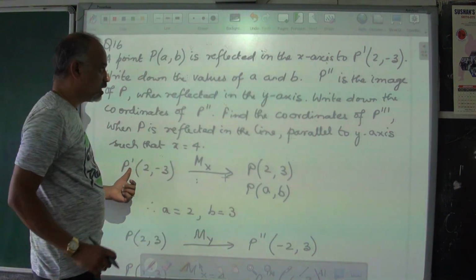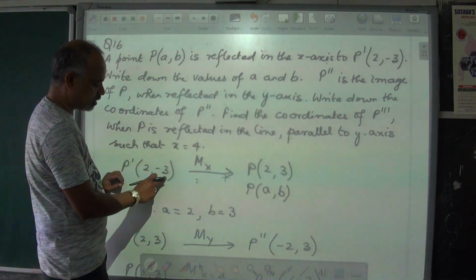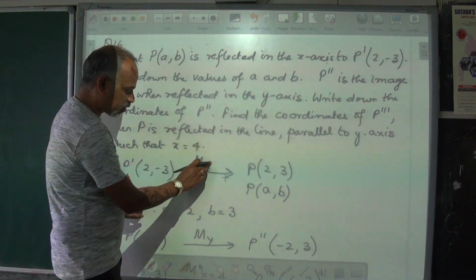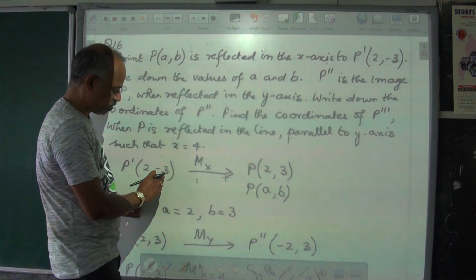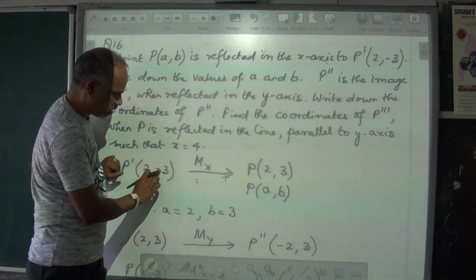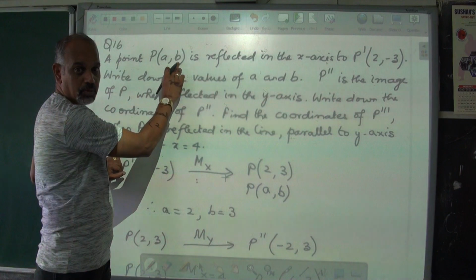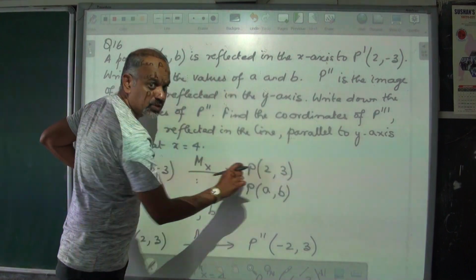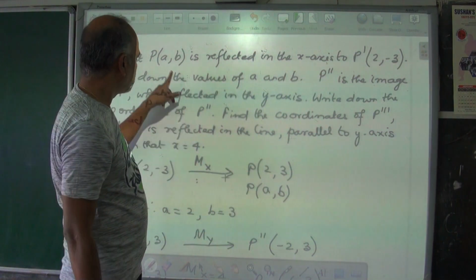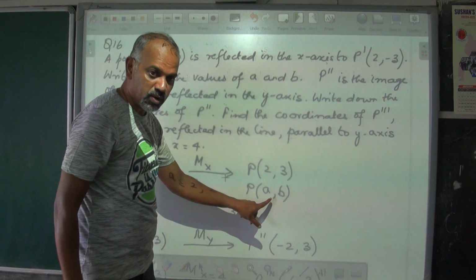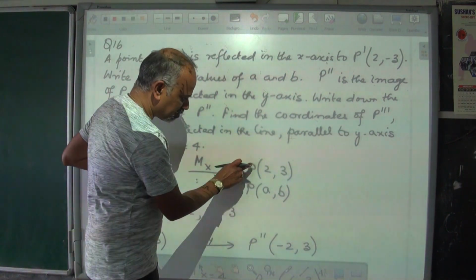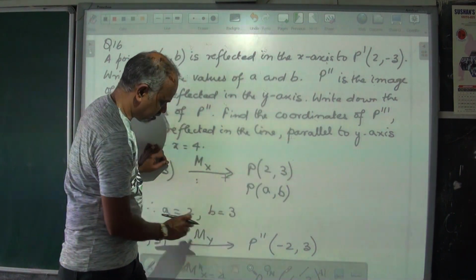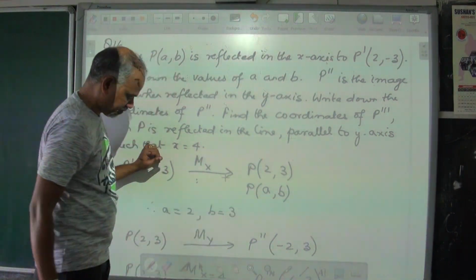So the first part is start with P dash. P dash is 2, -3, reflected in the x-axis, so Mx. When you reflect on the x-axis, the y sign will change. So this sign is going to change. So the original object P is 2 remains the same, -3 becomes 3. But according to the question, P's coordinates are A, B, that I have written below, which means these 2 points are the same. It means A's value is 2, B's value is 3. So A is 2, B is equal to 3.